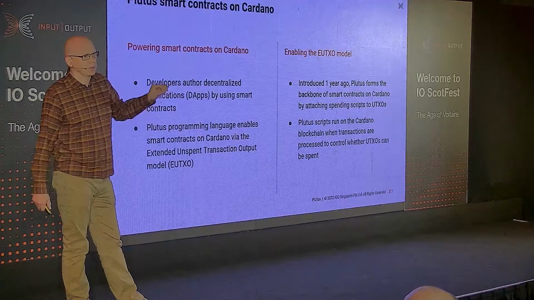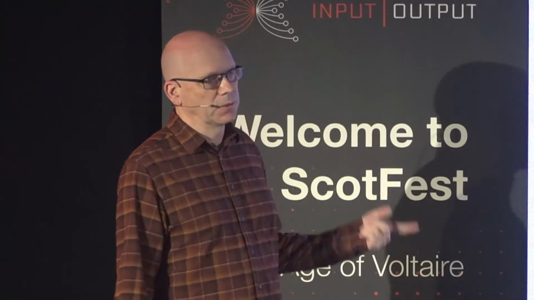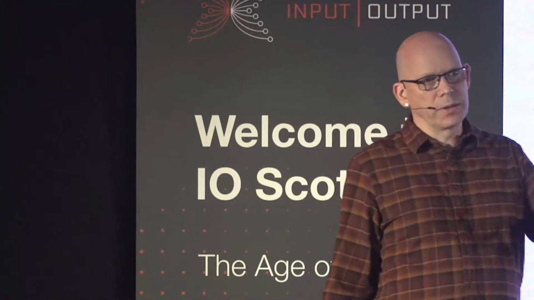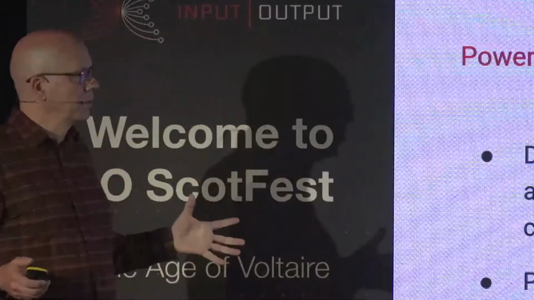The UTXO model is the transaction model in Bitcoin, the accounting model. The way to think of it is like coins. It's coins in your pocket. An individual UTXO is a spendable portion of value. We've extended that. The extended UTXO is where Plutus comes in. You can take those coins that you could spend, the UTXOs, and you can add a Plutus script to it. This Plutus script now controls whether that coin can be spent or cannot be spent. So that's the basic model that Plutus fits in.